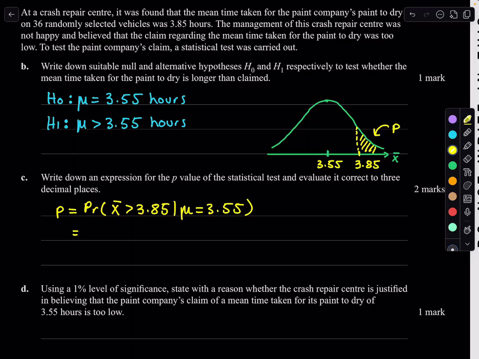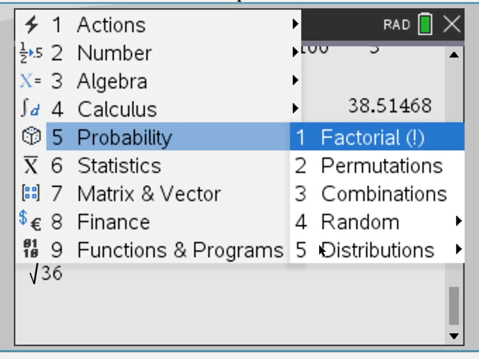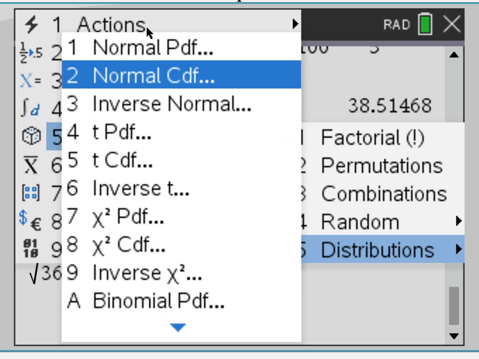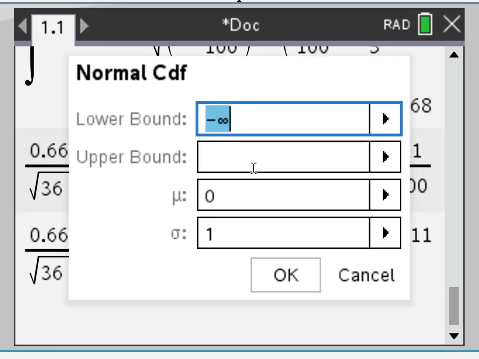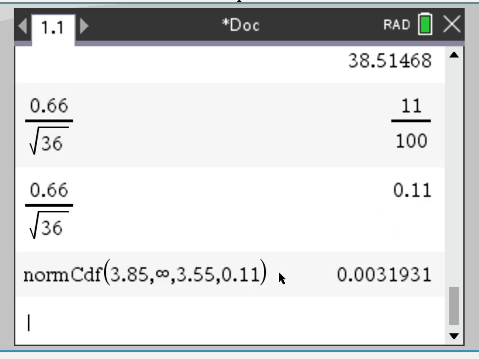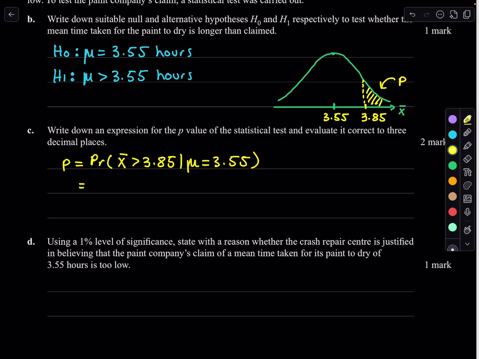Go to Menu, go to probability distributions, and go down to normal CDF. We're going from 3.85 to infinity, where our mean is 3.55 and your standard deviation is 0.11. Enter, and this is what you get. This is your p-value. So let's write that down. Your p-value is 0.003 to 3 decimal places. Done. All right.